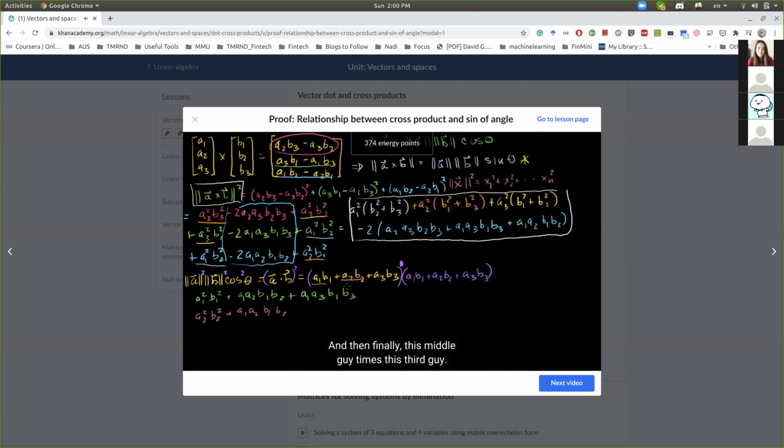And then finally, this middle guy times this third guy. So let me write it over here. Plus a2 a3 b2 b3. Now, we only have one left, and maybe I'll do it in this blue color. I have to multiply this guy times each of those guys.